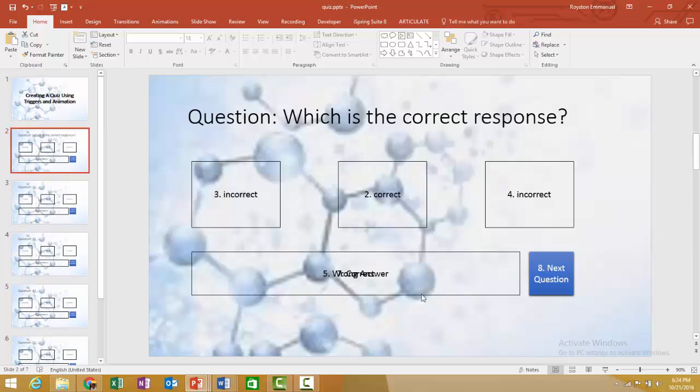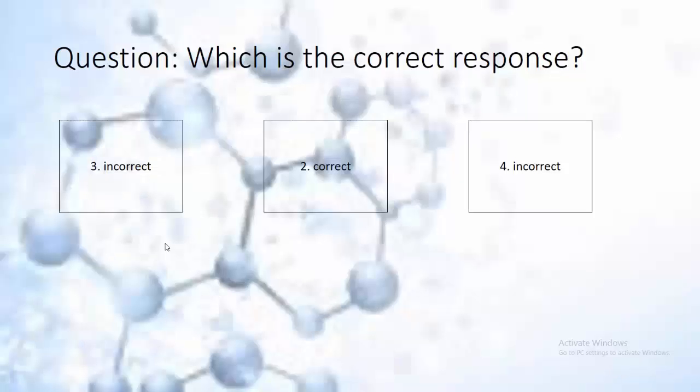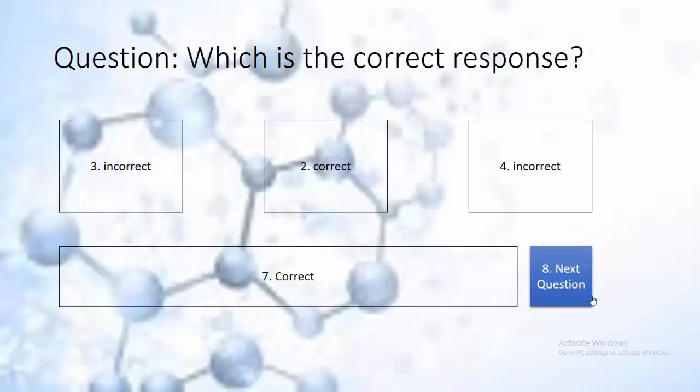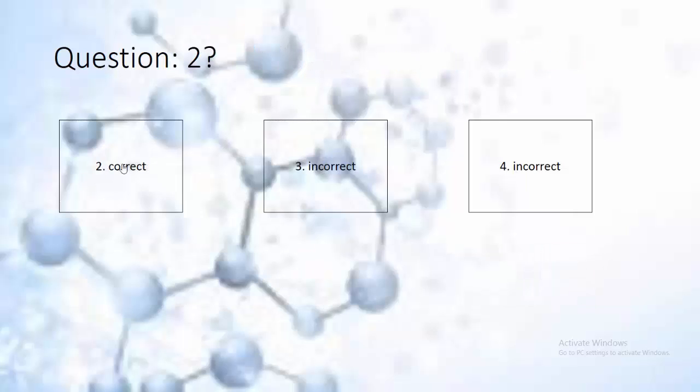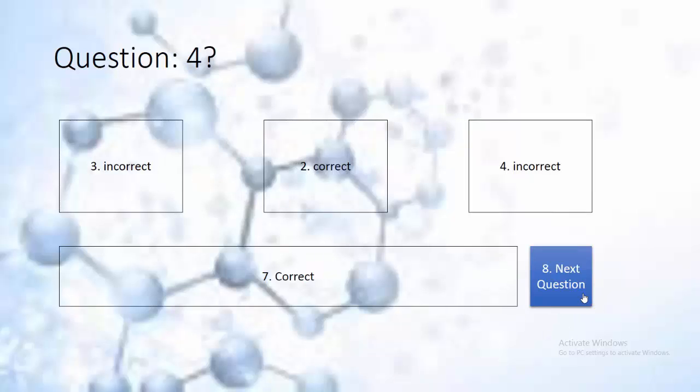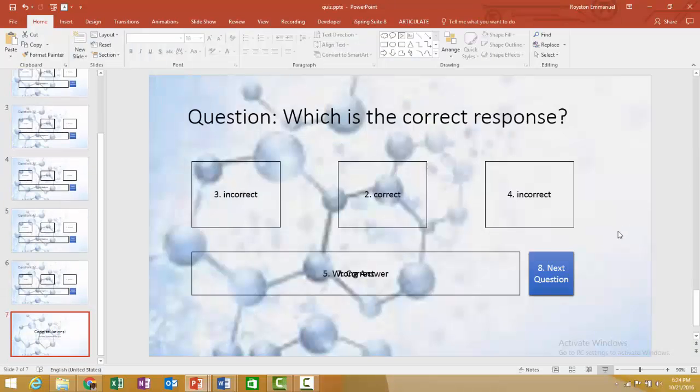So this time, when we run the slideshow, this is our correct response here. This one is our correct response. So you basically shuffle the boxes so that the correct response is never in the same place.